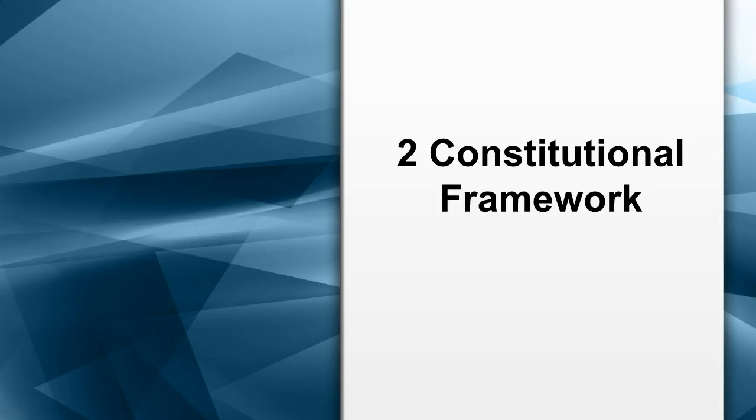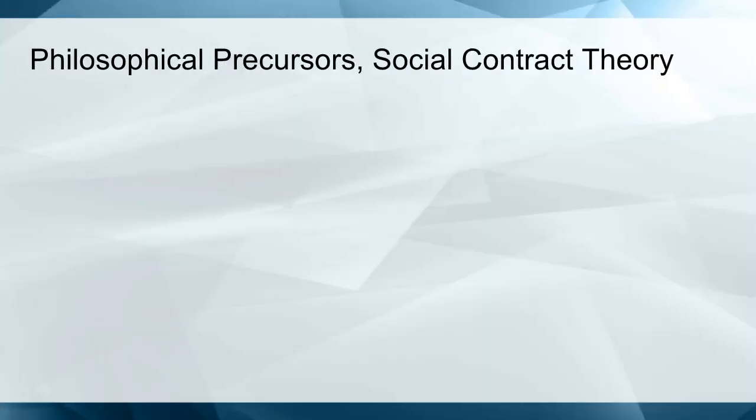Okay, we're going to begin our discussion of the Constitution of the United States and the things that surround that. First thing to understand are some of the philosophical precursors, in particular the social contract theory. The two main individuals that were involved in the social contract theory are going to be two guys by the name of Thomas Hobbes and John Locke.